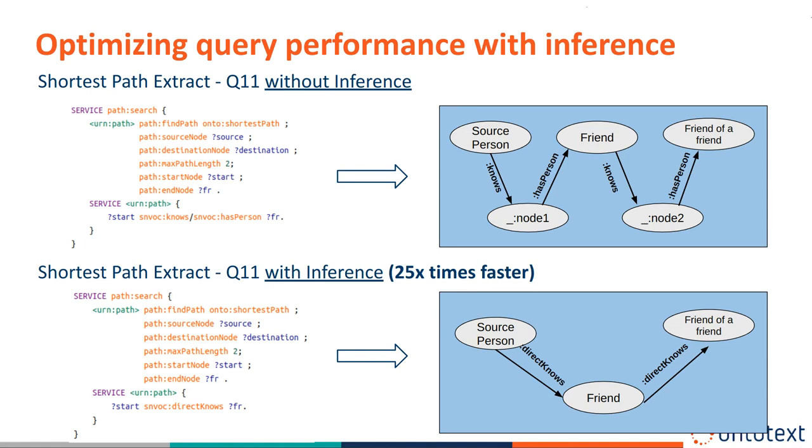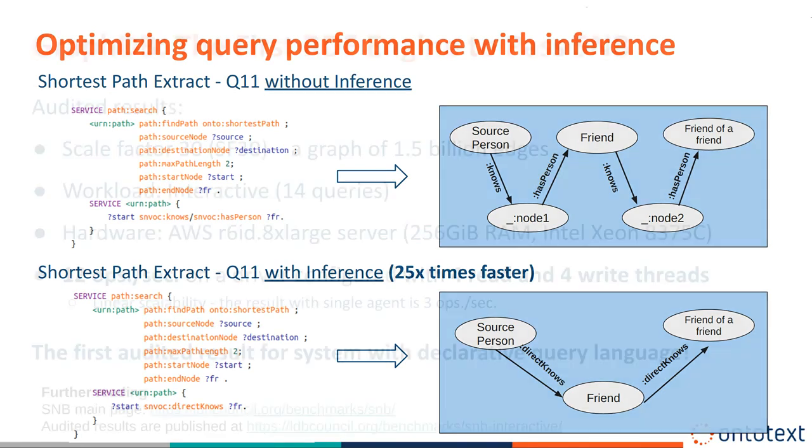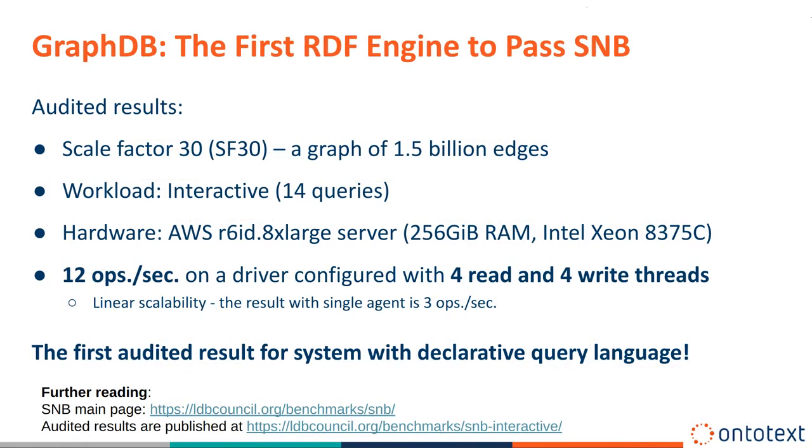So that resulted in 25 times faster performance for some of those queries that involved short path traversals. And basically, it allowed us to scale much better with the scale factor 30 dataset. So now I hand over to Naso, who will summarize our experience.